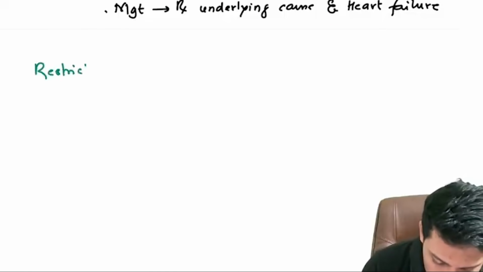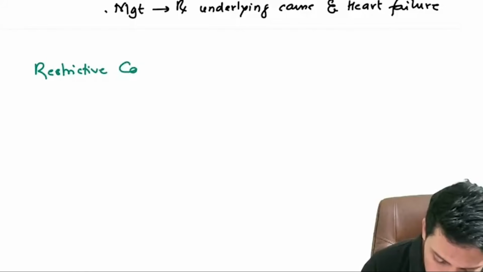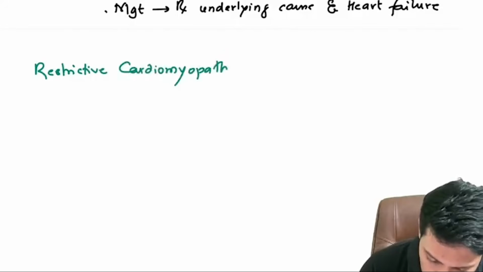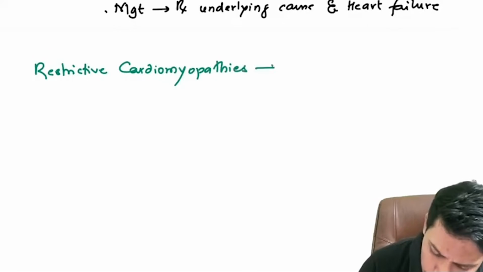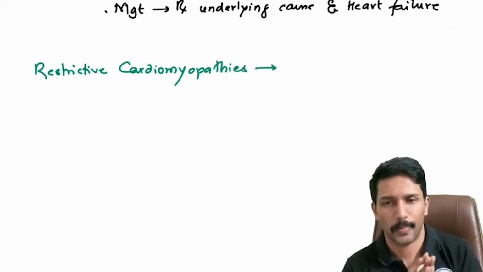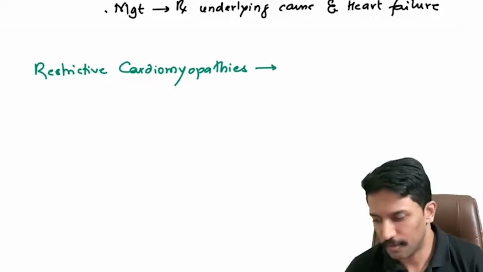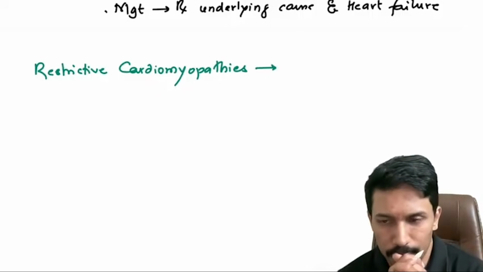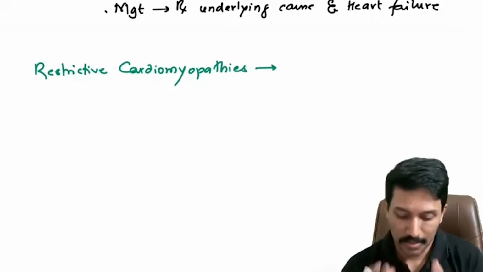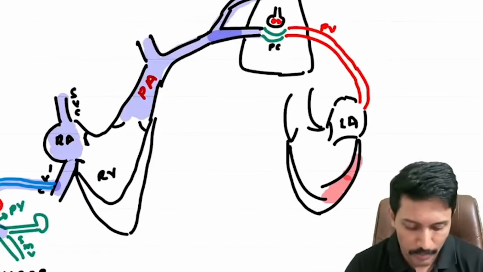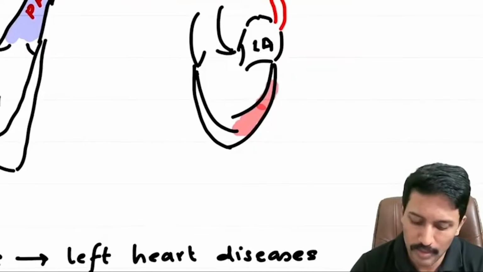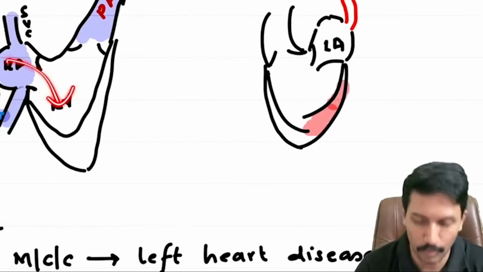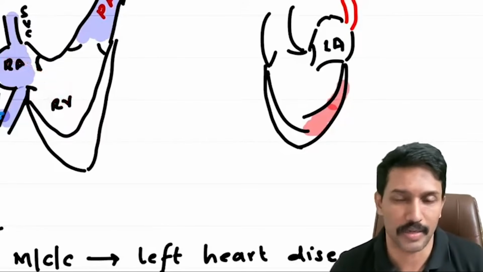So when we talk about restrictive cardiomyopathies, you have to remember only one thing here. Restrictive cardiomyopathy refers to restriction of ventricular filling. Now that restriction of ventricular filling can happen because of two things. See, I want to fill the blood into the ventricles, left and right ventricle, from right atrium to right ventricle, left atrium to left ventricle.